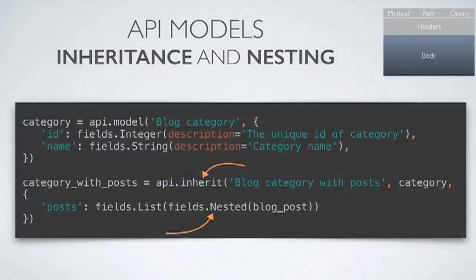So I'm nesting a blog post here, so I'm expecting the request to come in with a valid blog post object in this field, and in fact more than one. So I can use the list field to specify that this is supposed to be a list of nested blog posts.